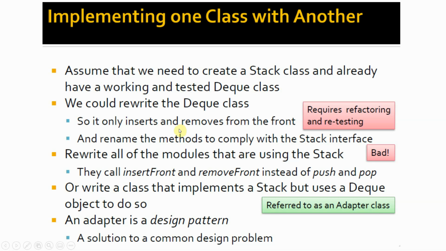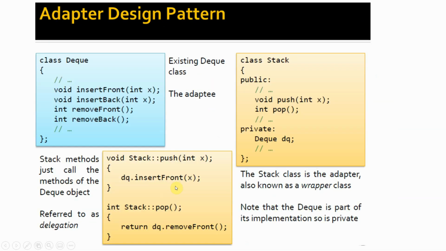So assuming that we already have a class deque and you want to implement a class of stacks and a class of queues, we can do that. We can write a class that implements a stack but only uses deque objects to do so, right? Because deques can operate as stacks or queues. If that's the case, we call the new class that we implement to work as a stack or queue an adapter or a design pattern.